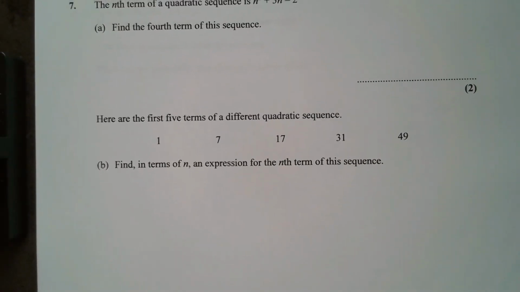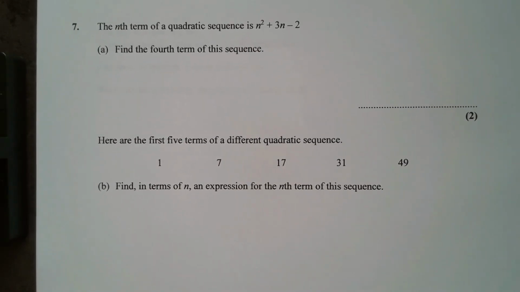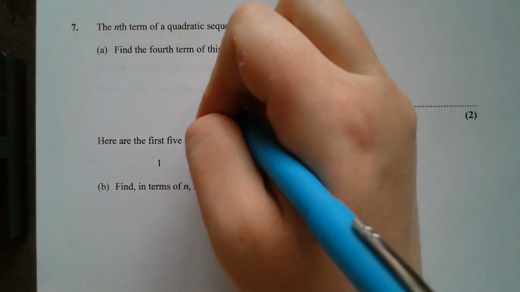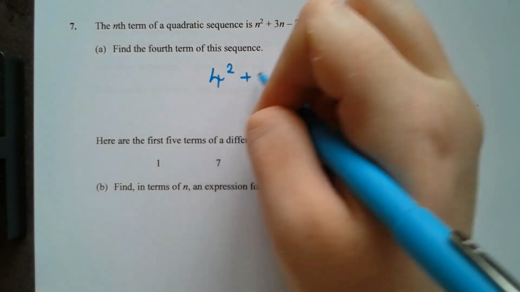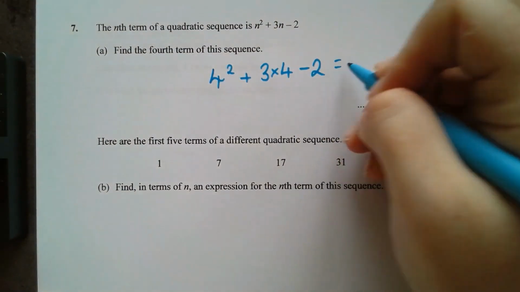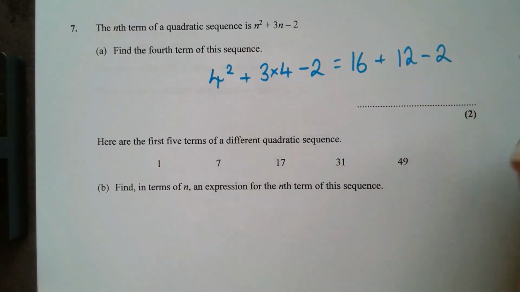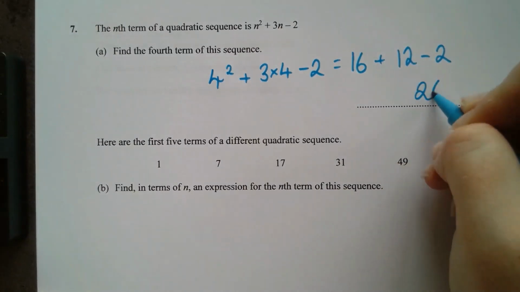Our next question is a quadratic sequences question. The first thing we need to do is to use an nth term rule to find the 4th term. So this is going to be 4 squared plus 3 times 4 take 2. 4 squared is 16 plus 12 and then take 2 is going to get us 26.